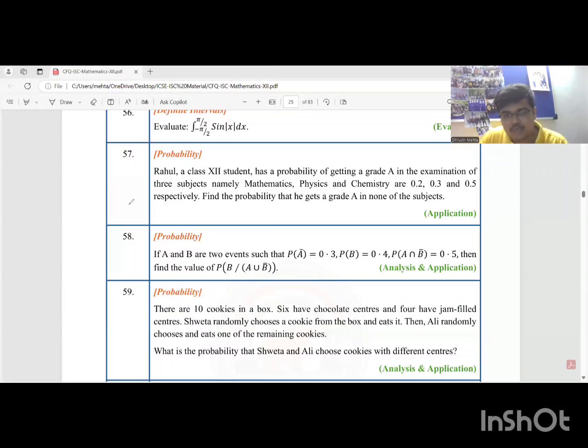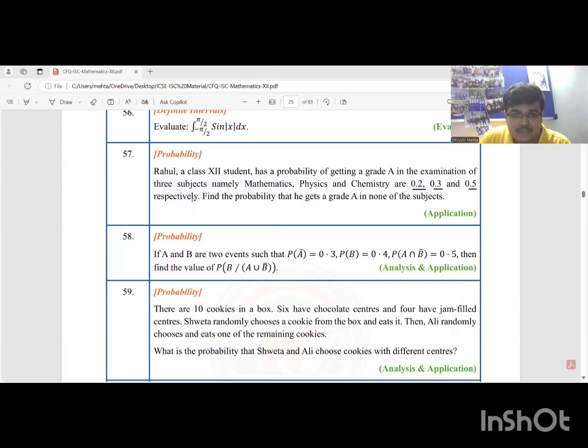Next, students, question 57. It's a very simple question, a board level question. I expect you all to already know this. Rahul, a class 12 student, has a probability of getting a grade A in the examination of 3 subjects, math, physics, and chem. And these are the probabilities for grade A. Find the probability that he gets a grade A in none of the subjects.